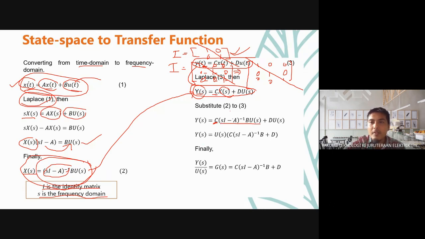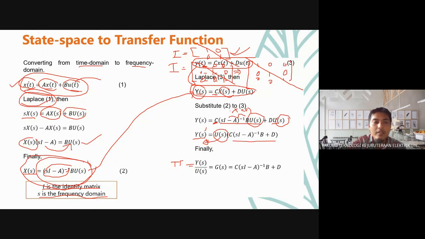Actually, this represents the Xs plus DUs. And then after that you can see the common value here is Us. Us and Us, that's why I factorize the Us, then it becomes C (sI - A) inverse B plus D, because the definition of the transfer function must be output divided by input. So that's why I move the output and divide by input. So this is the transfer function.